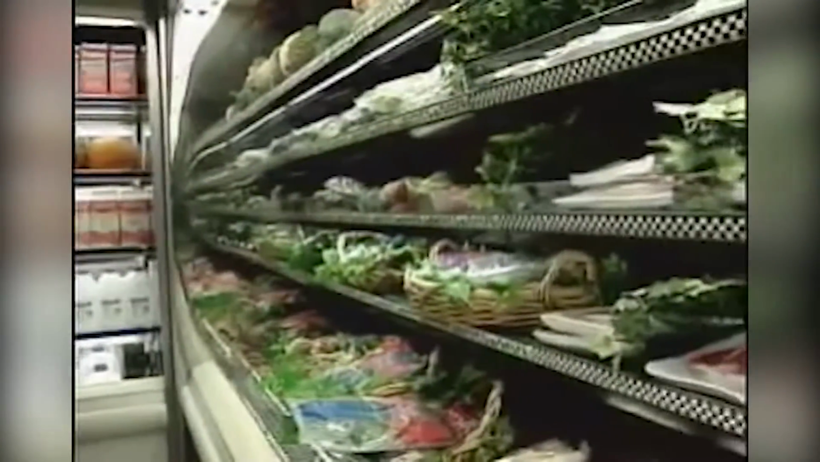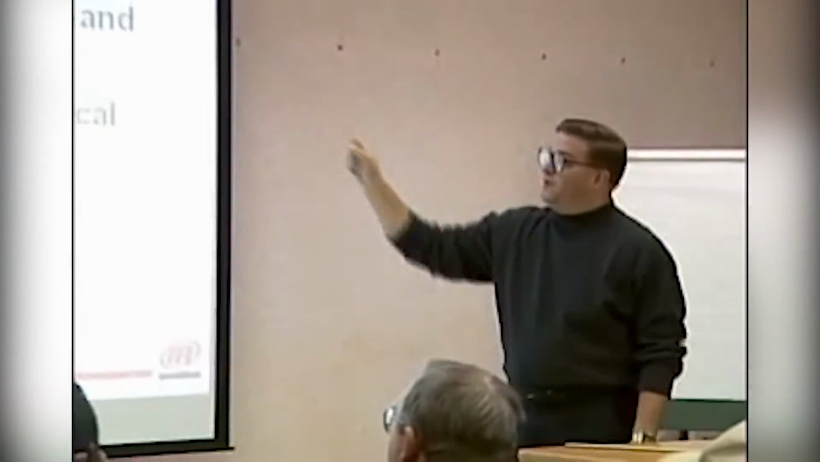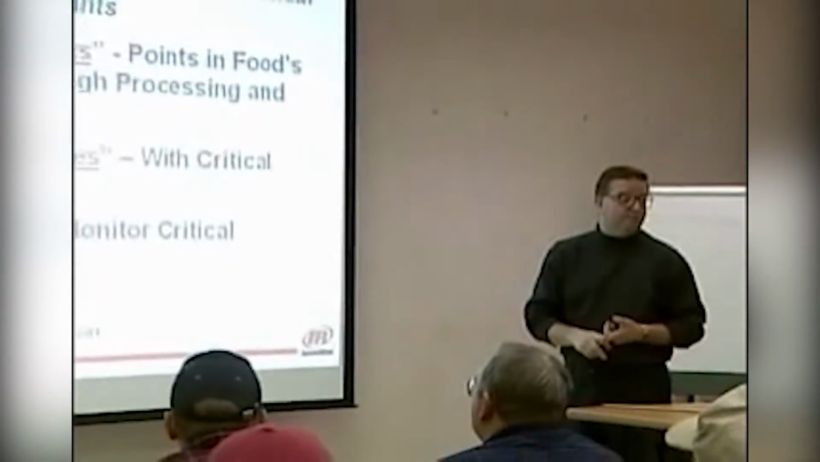So, as you can see, there's much more to maintaining food quality than temperature management alone. Food handling, processing, and transportation, if not properly managed, can result in food poisoning caused by a variety of different sources, such as bacteria, parasites, viruses, and chemicals. So what preventive actions can be taken to minimize your risk?